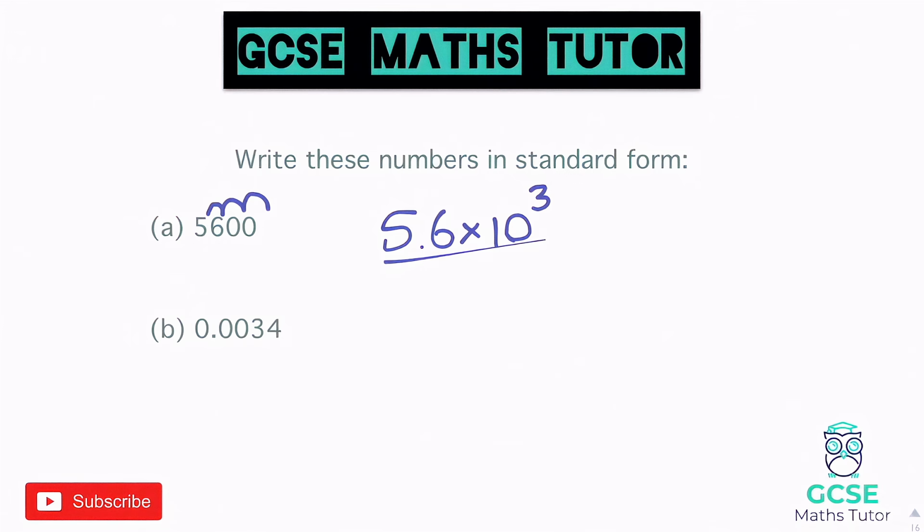Final answer. The next one is a small number, so we're going to have a negative power because we hopped the decimal the other way this time. So 1, 2, 3 would make it 3.4, and again this time it would be times 10 to the negative 3 because it's a 0-point number. That indicates that it's a small number.